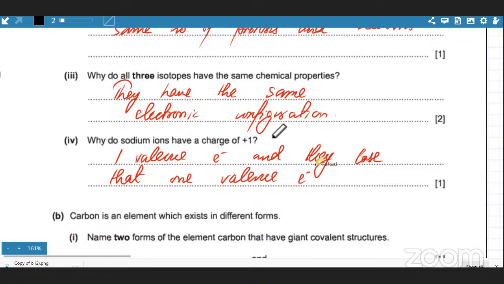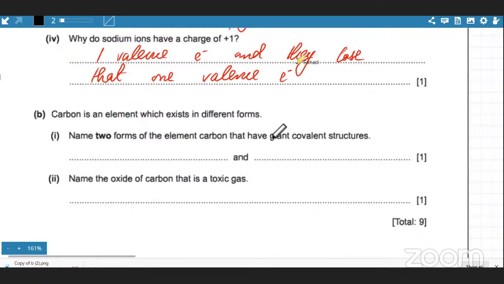So they are group one. Now group ones are going to have the same. All of them are going to have a plus one charge. Next part is that carbon is an element which exists in different forms.